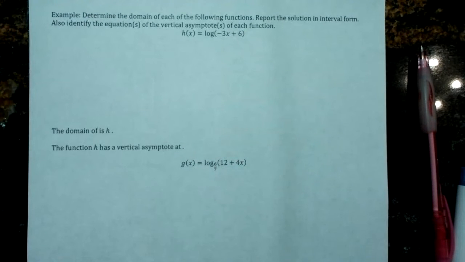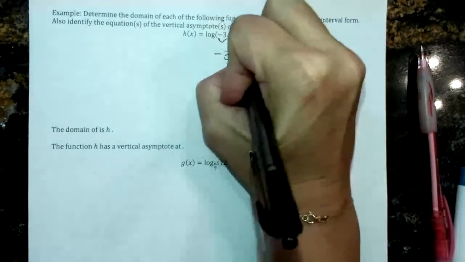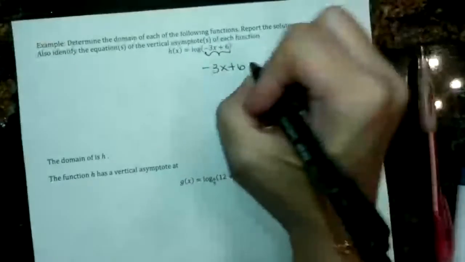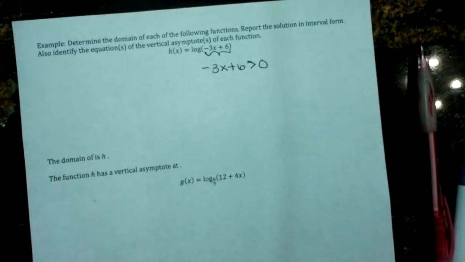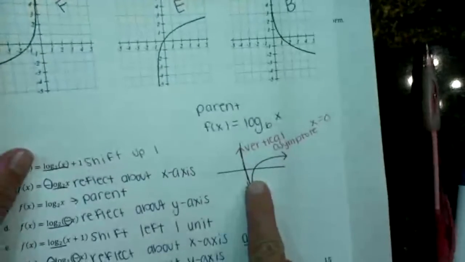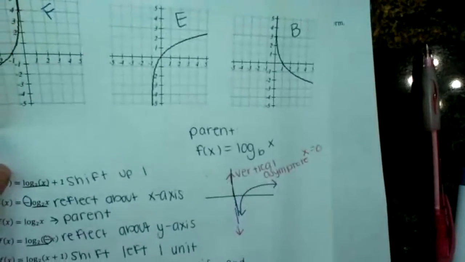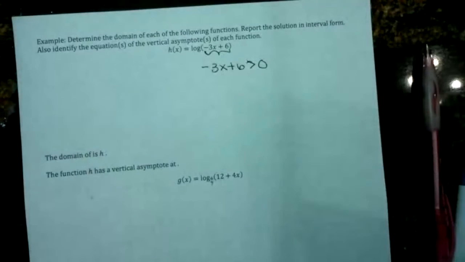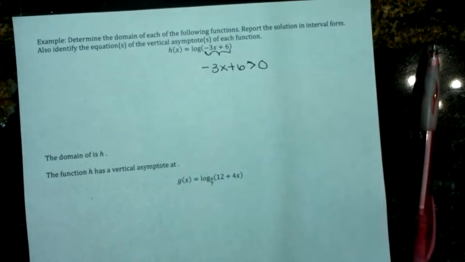So here, if I have h of x equals log of negative 3x plus 6, whatever we're taking the log of, which in this case is negative 3x plus 6, has to be positive. It has to be greater than 0. Because going back to our parent, that's what our domain was. It's going from 0, not including 0, so not or equal to, and everything bigger. So whatever we're taking the log of, set greater than 0.